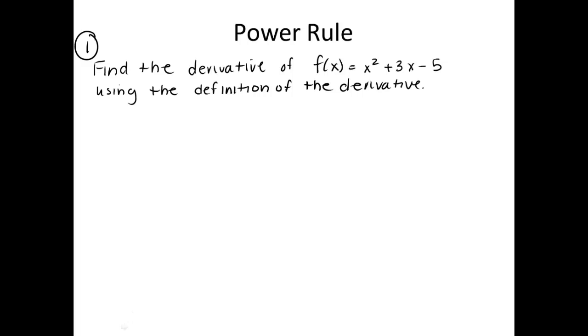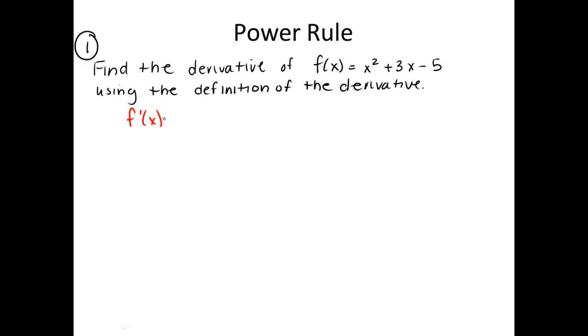Alright, so you're going to find the derivative of f of x equals x squared plus 3x minus 5, and we're going to be using that long definition of the derivative. So let's just give it one try, and then I'm going to show you a shortcut for this that is under the understanding called the power rule. So let's give it a try.